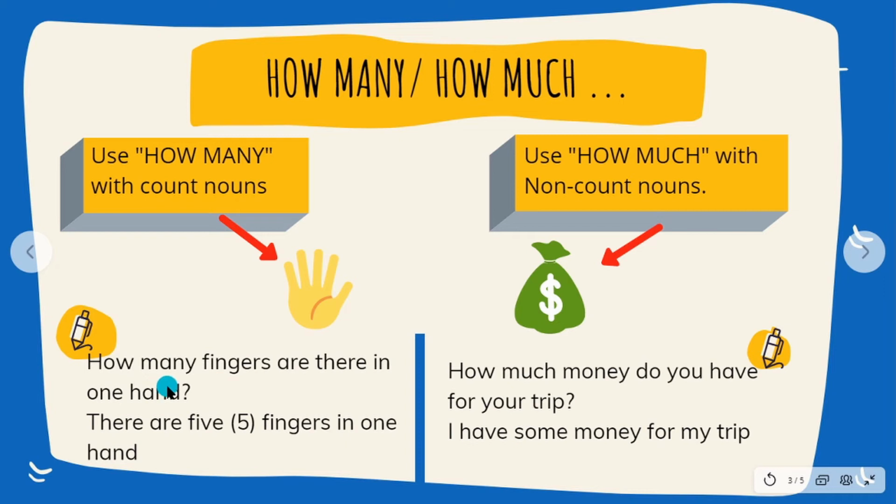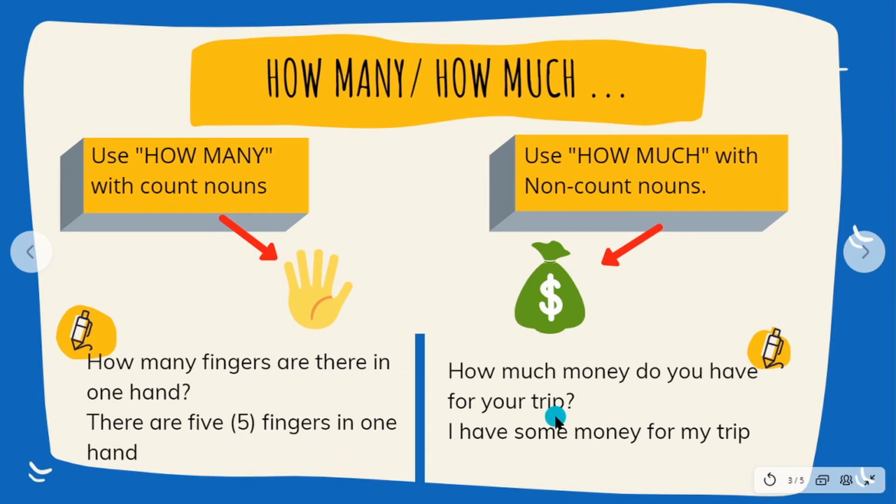Example: how many fingers are there in one hand? How many fingers? Fingers in plural, how many? There are 5 fingers in one hand.